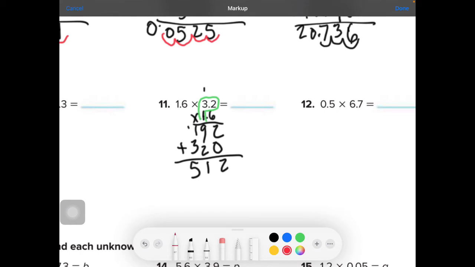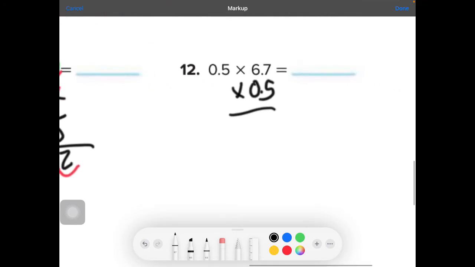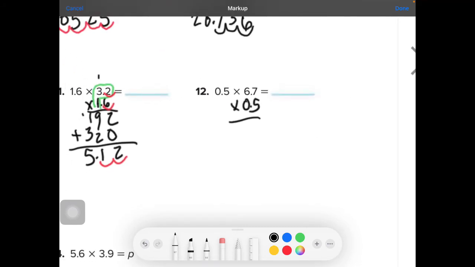3, 4, 5. Okay, placeholder. We have 1, 2, 1, 2 place values. We're going to go over and put our decimal point right there. 5.12. Okay, 6.7 times 0.5. 5 times 7 is 35. 5 times 6 is 30, 31, 32, 33. We have one place there, one place there. And there's our answer, 3.35.